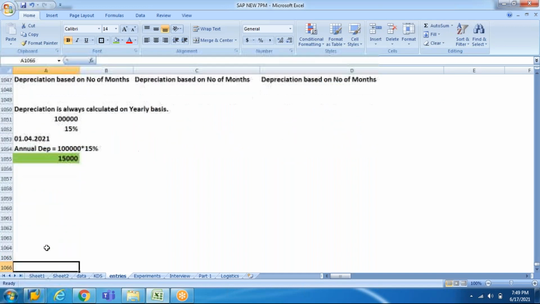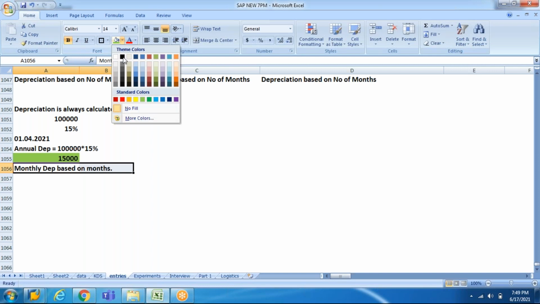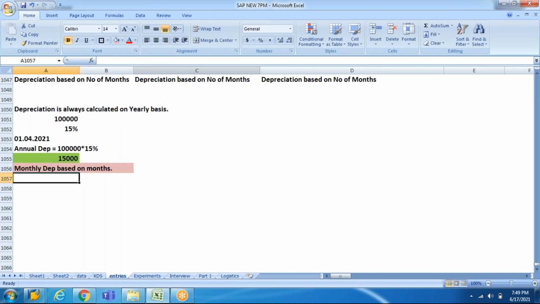Now let's say option number 1, monthly depreciation based on months. This is one option. Now how many months do we have? 12, right? So it is straight away 15,000 annual depreciation divided by the number of months in a year.